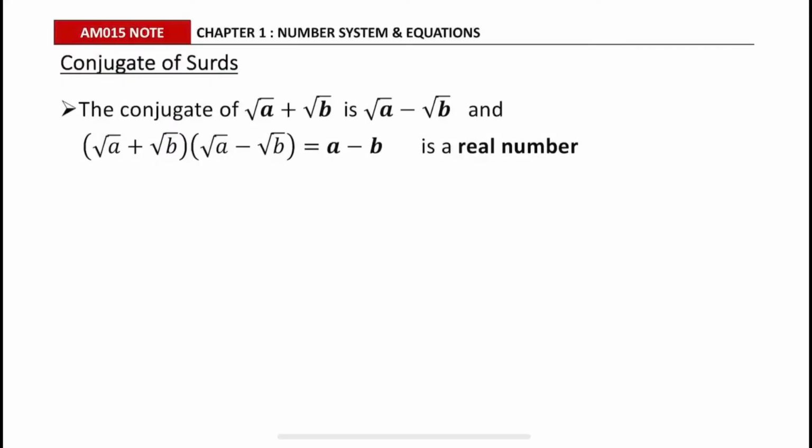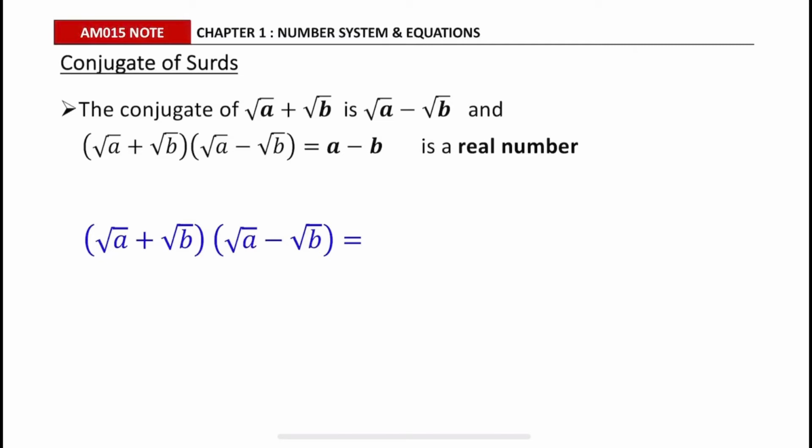The conjugate of square root of a plus square root of b is square root of a minus square root of b, and the multiplication of the surd and its conjugate equals a real number, a minus b. In order to get the real number a minus b, we have to expand the expression. So here's how we expand it.